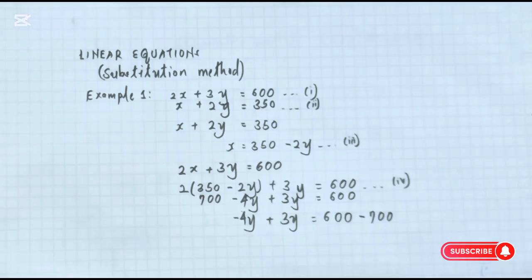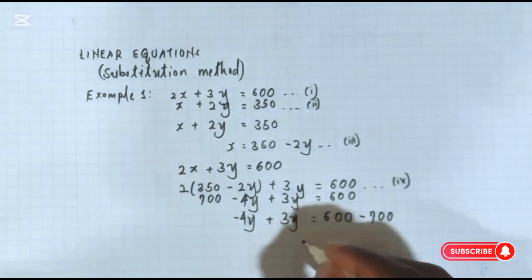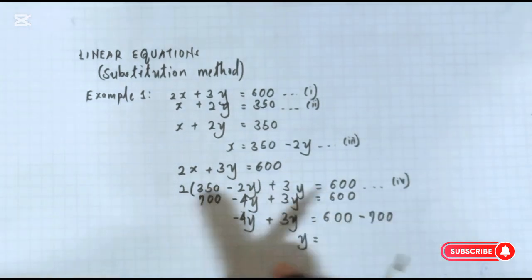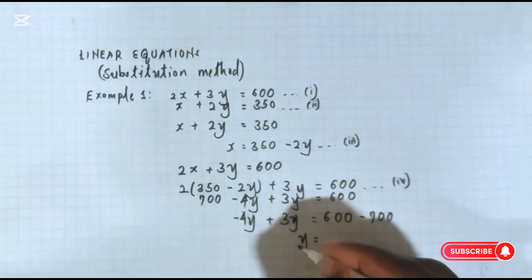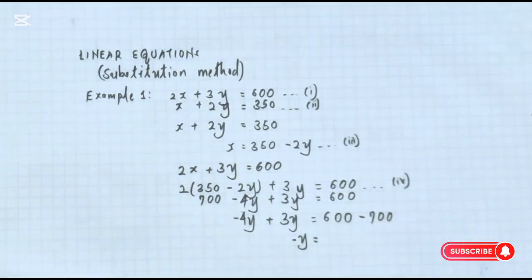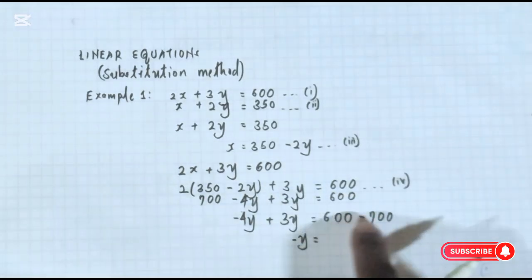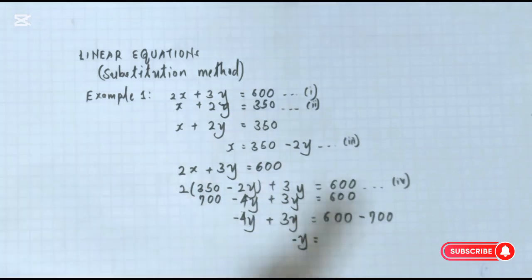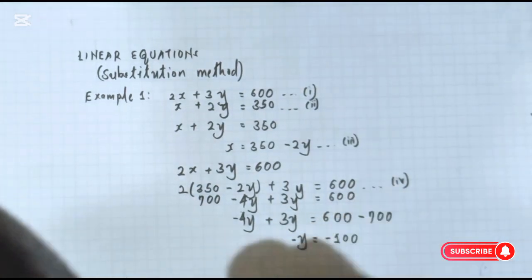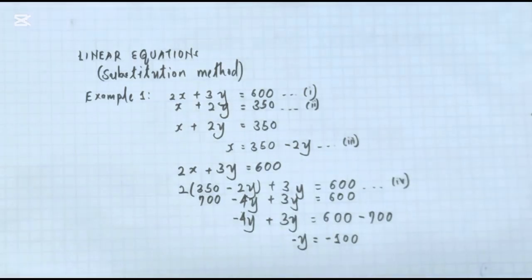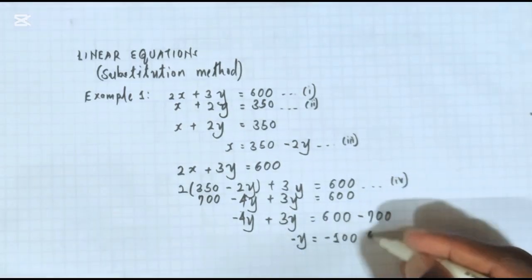Everything is looking good. When we take negative 4y plus 3y, we're going to get not y really, but negative y. Then 600 minus 700 will give us negative 100. For us to find the value of y, we have to divide both sides by negative 1.